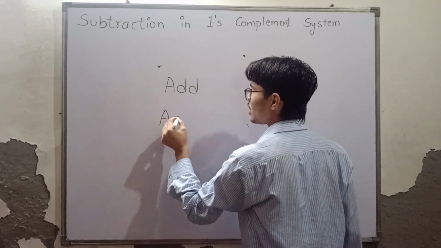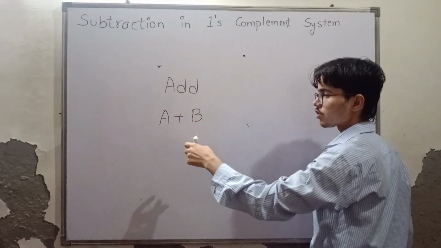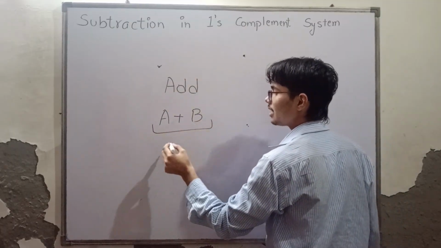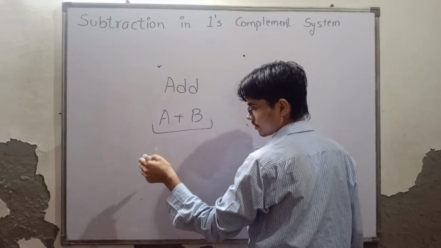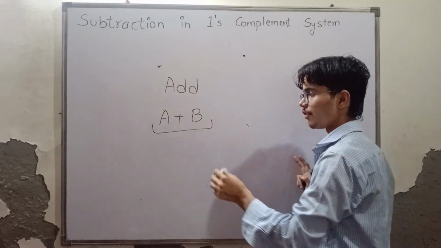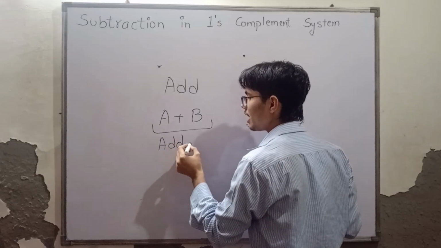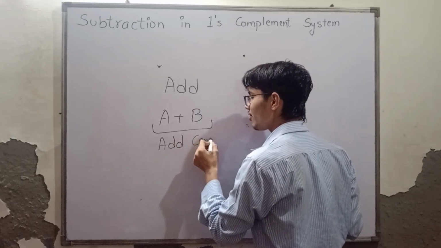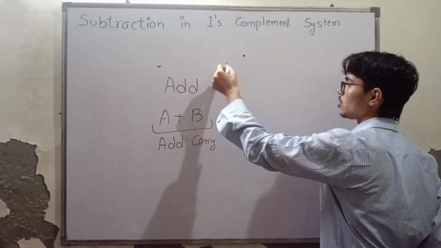When we have to add two numbers in 1's complement form, we simply add the numbers. We already know addition, so I'm not going into those details. When we get our answer, if a carry is generated, then we add the carry. Okay, I write it in short here.